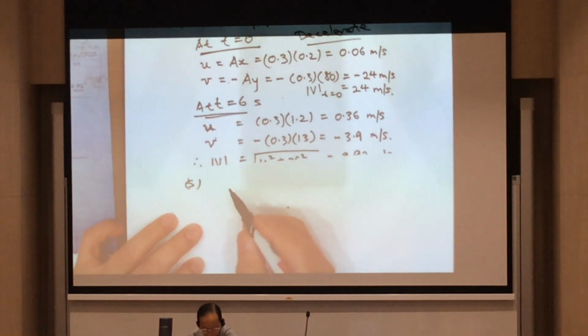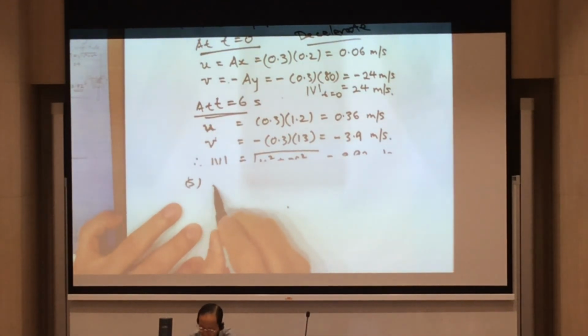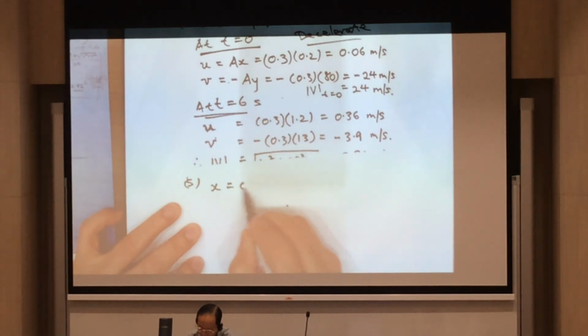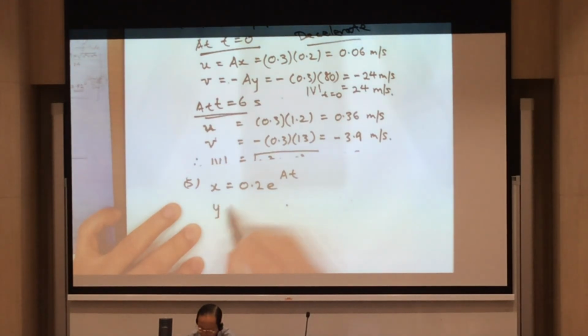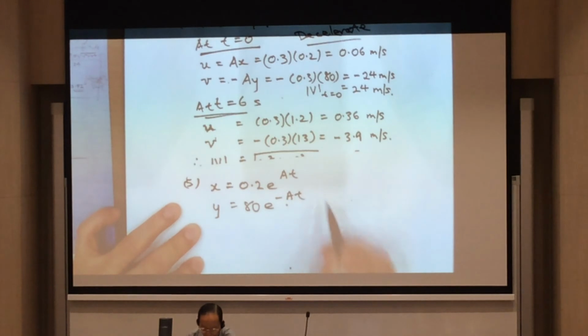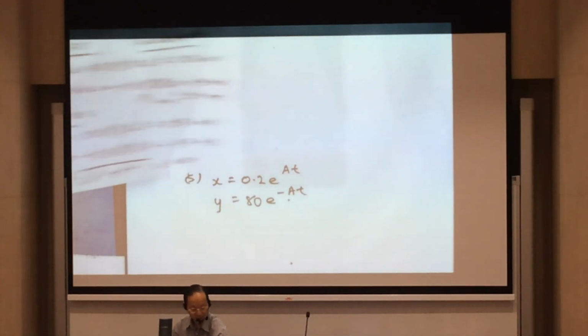okay, let's look at a pathline. Let's set up a pathline equation. We know a pathline is xy is equal to something. So what's our x? Equation for the x is 0.2 e to the power of at. Okay? Y is at e to the power of minus at. So these are our streamlines. Okay? These are our streamlines.